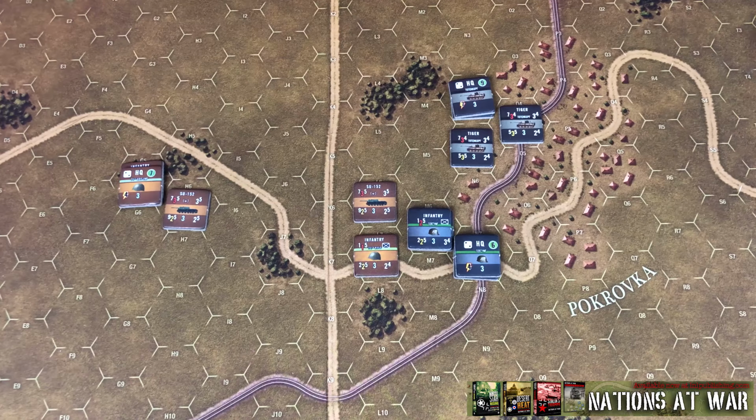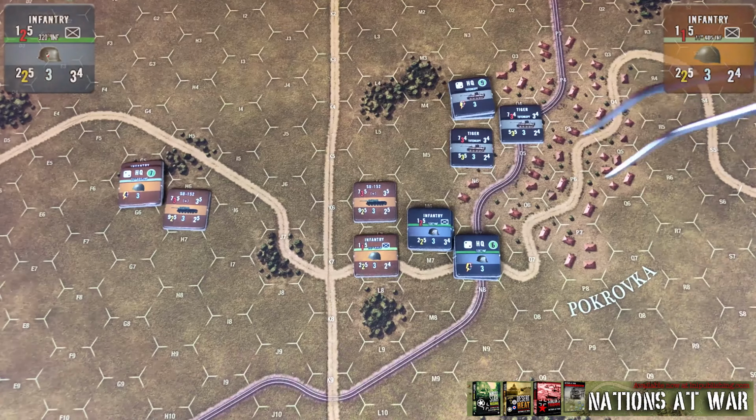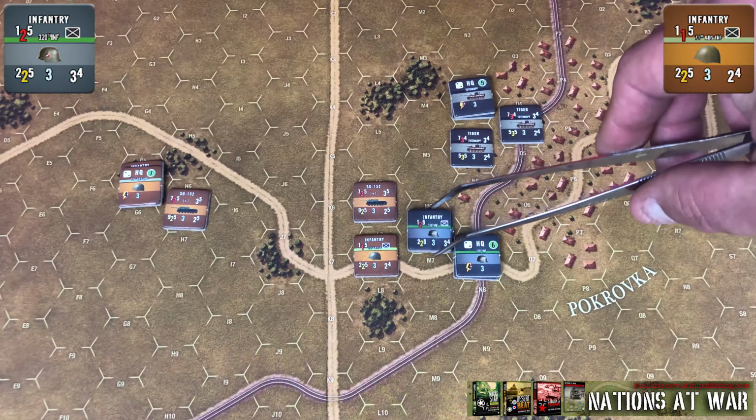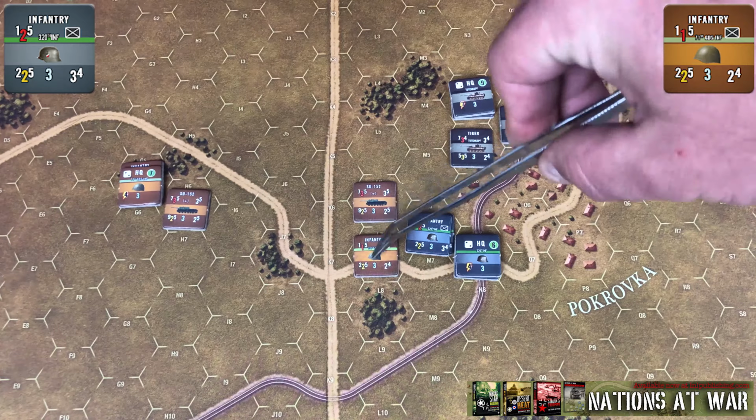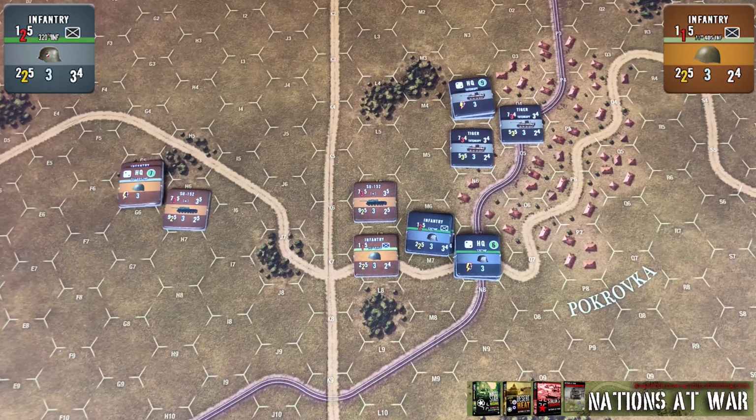You can have a maximum of 2 units stacked together who enter an assault, which is a little different than how range combat is conducted, with it being conducted for each individual counter. So as an example, I have these 2 German infantry units located here, and they're going to assault into this hex with this Russian infantry located.